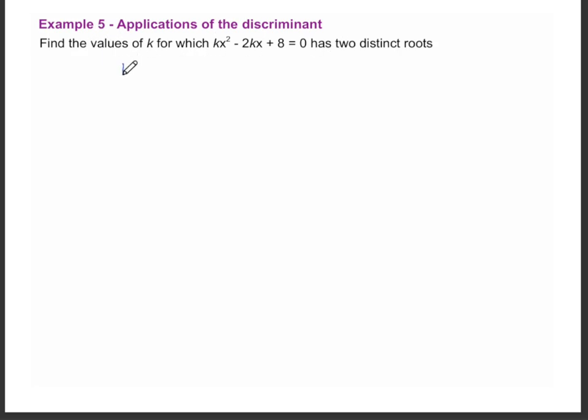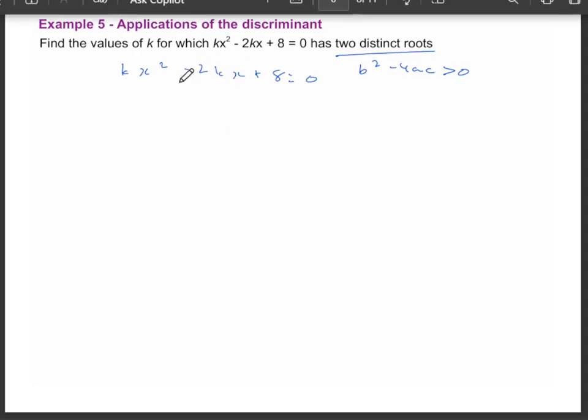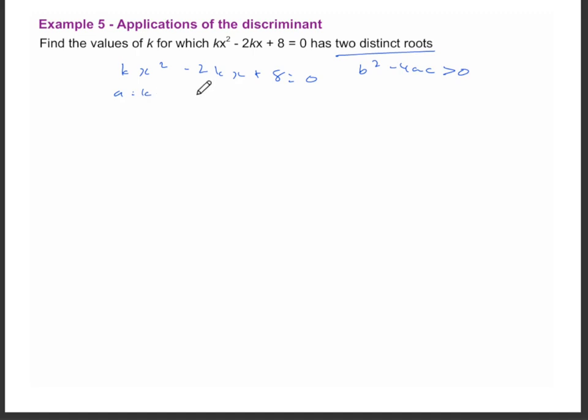Here, the same thing: kx squared minus 2kx plus 8 equals 0. And two distinct roots means two different roots. For b squared minus 4ac, you want it to be greater than 0, right? Because the square root should be positive, and so we get a positive and a negative value, right? Here your a is k, your b is negative 2k, your c is 8. And you can do this now. So b squared minus 4ac greater than 0. My b is negative 2k, squared, minus 4 times k times 8, greater than 0.